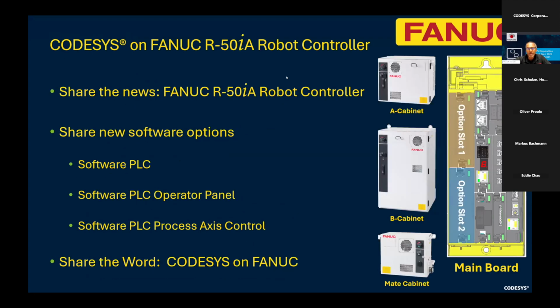First, if you have not heard already, I'm excited to share the news that FANUC has just released its new R50iA controller, as seen here on the right. Currently, we have 3 different cabinet sizes, which include the A cabinet, the B cabinet, and the mate cabinet. The main board, too, has a new look and is illustrated here on the right. But even more exciting is that I get to introduce 3 new software options: Software PLC, the operator panel, and process access control. And to top it all off, these new software options utilize CODESYS on FANUC robot controllers, which I think everyone here in this room is well familiar with.